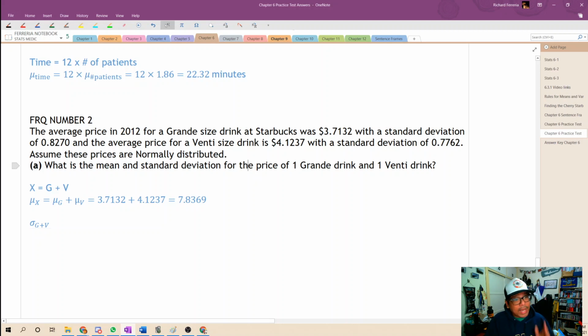Just like before, we can't directly calculate the standard deviation. We have to go with the variances. So the square root of the variance for G plus the variance for V, which is the square root of 0.8270 squared plus 0.7762 squared, or just 1.1342, or $1.13.